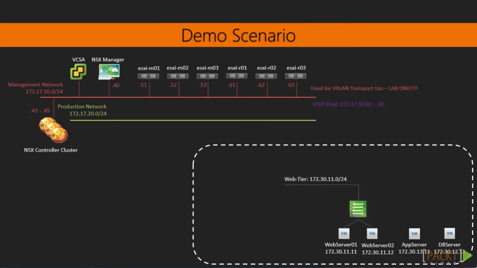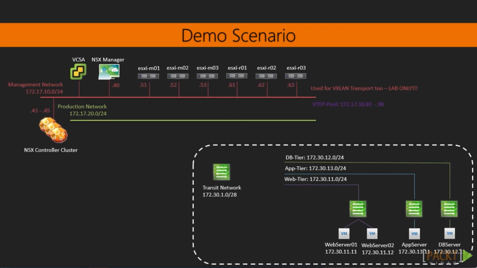For this, we are going to create a web tier logical switch for the web tier network 172.30.11.0/24. One logical switch for the app tier on 172.30.13.0/24. One for the database tier, which is going to be 172.30.12.0/24. And then finally, we are pre-creating a transit network on 172.30.1.0/28.